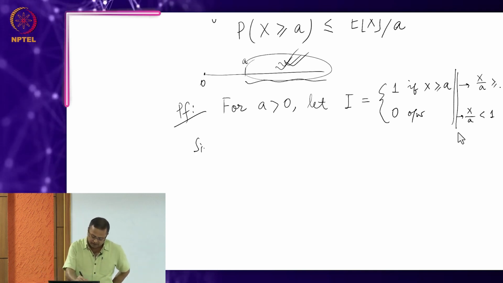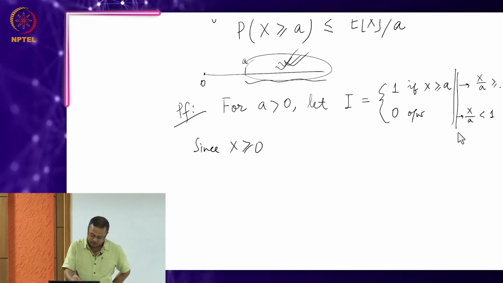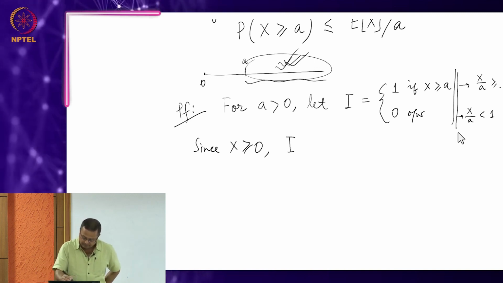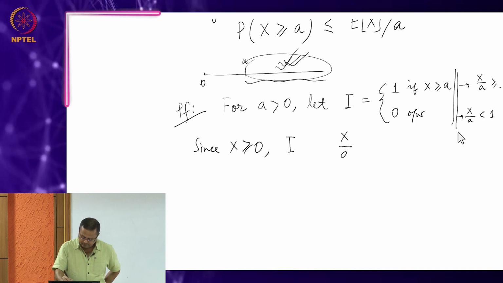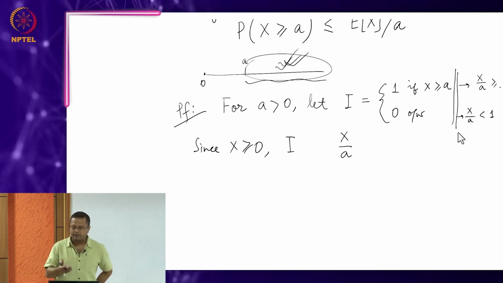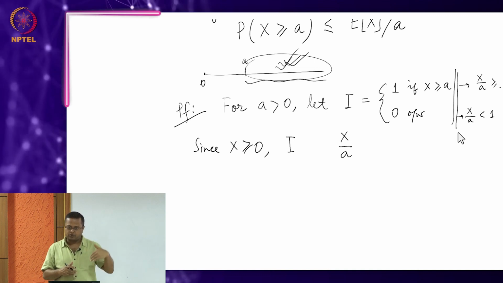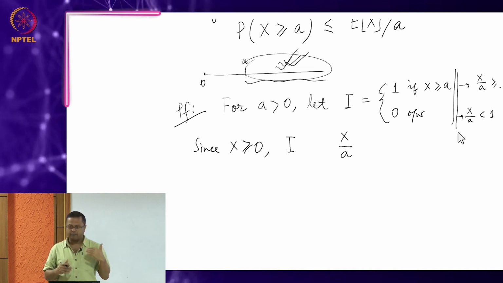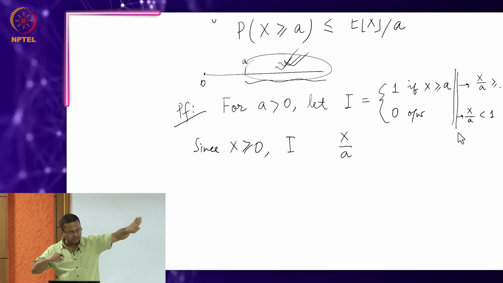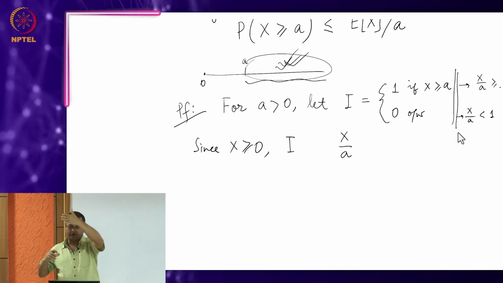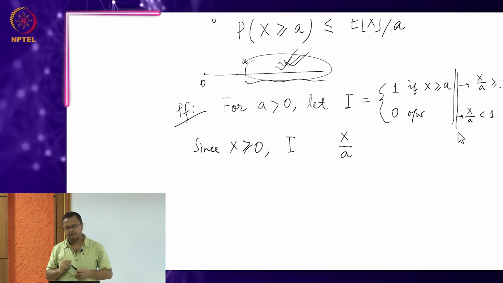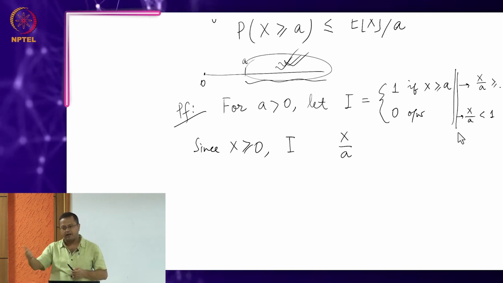Now, I will use this fact that x is greater than or equal to 0. It is a new variable that I am defining. X is a random variable. Based on that, I am defining a new random variable, right. So, if this random variable x is taking values less than A, the random variable I is going to take the value 0. If x is going to take more than A, then the random variable I takes the value of 1. So, it is a derived random variable.